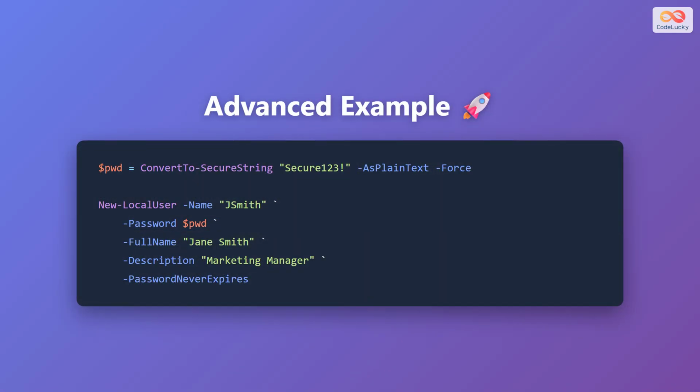Here's a more comprehensive example that uses multiple parameters. After creating your secure password variable, you call New-LocalUser with the -Name parameter set to J. Smith. On the next line, add the -Password parameter with your password variable, then the -FullName parameter with Jane Smith. The -Description parameter identifies this as a marketing manager account. Finally, include the -PasswordNeverExpires switch. Notice how the backtick character at the end of each line continues the command across multiple lines for better readability. This single command creates a fully configured user account.